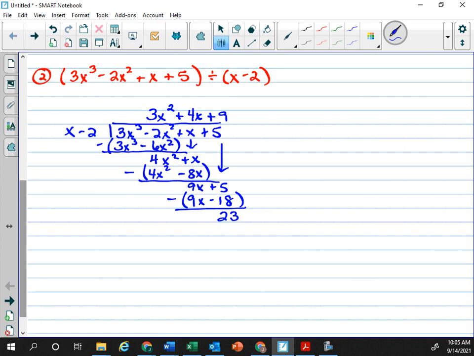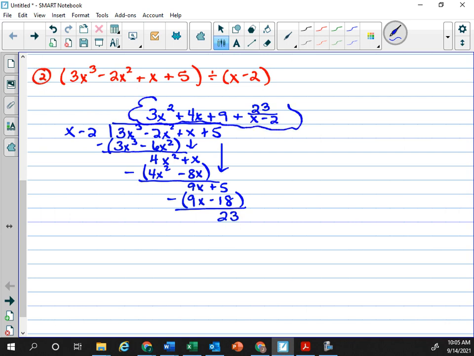Now, the way you write the remainder, I saw a few people just write R23. It's not the proper way to write the remainder. Yes, the remainder is 23, but the way you write it, get in the habit of just putting a plus sign and then making a fraction out of your remainder. So I'm just going to write plus and then 23 over what I'm dividing by. So over the x minus 2. And that is your answer.